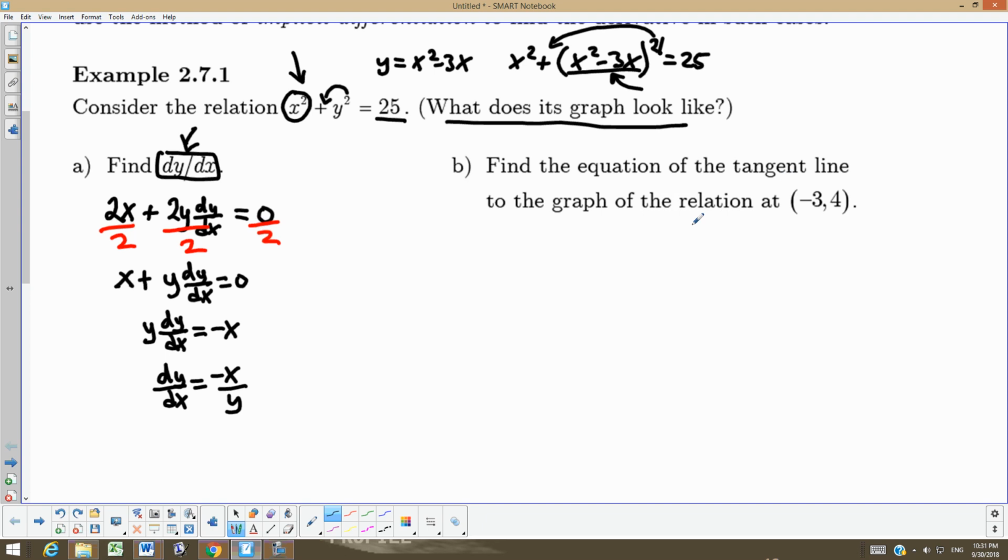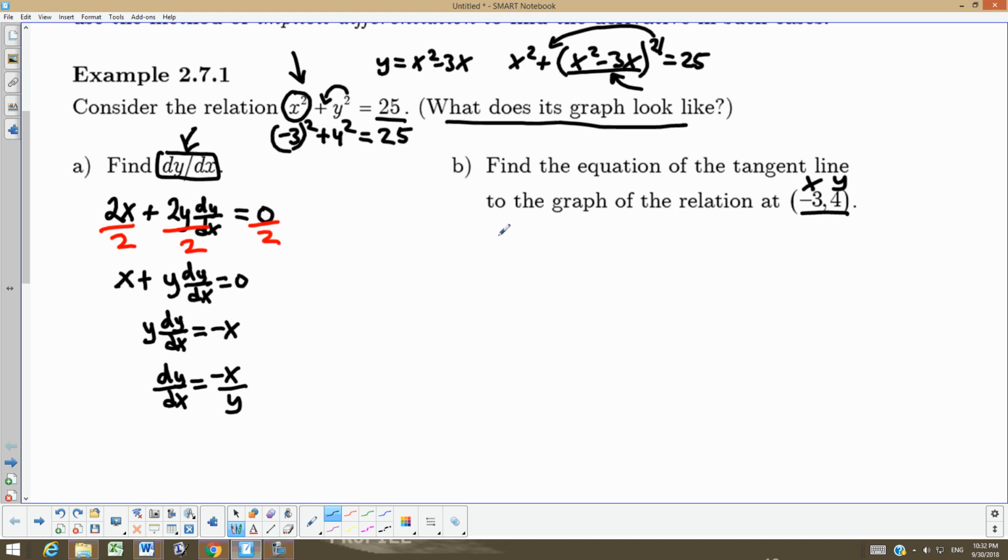Find the equation of the tangent line to the graph of the relation at negative 3, 4. By the way, if you actually sub in x is negative 3 and y is 4, you get negative 3 squared plus 4 squared, which is 9 plus 16, which is 25. So definitely this point is on the graph of this relation. So find the equation of the tangent line at that point.